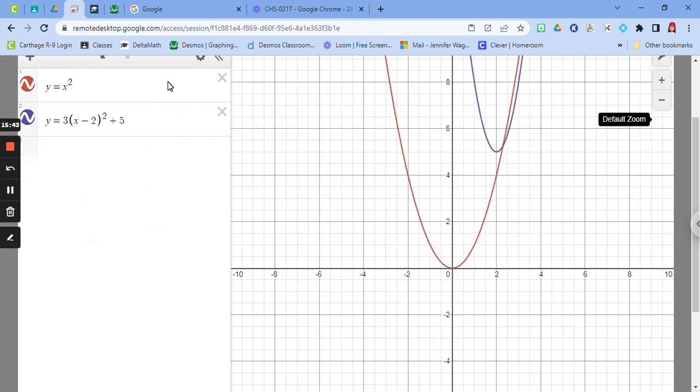all right. Red is the original parent function. Purple is the adjusted. So first of all, how did it move? Left, right, up, down, what happened? Up 5 to the right 2. Okay, so there's the H and K values taken care of. The other piece, we have an opening. So when it went to purple, is it opening wider or more narrow? More narrow. So that would be a vertical stretch because it's outside the parentheses by a factor of 3.